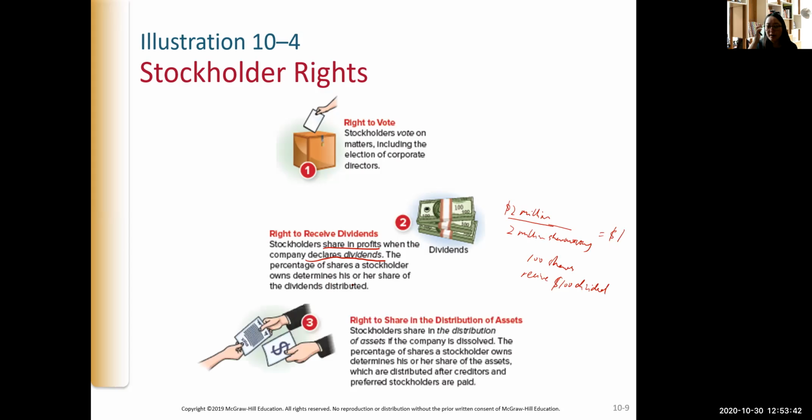And your share also represents the right to share in the distribution of assets. What that means is the shareholders share the distribution of assets if a company is dissolved. Say this company went bankrupt, after paying the debt holders, right, and preferred stockholders, whatever is left, you have the right to claim the resources proportionally to the shares that you own, right? So the percentage of the shares a stockholder owns determines his or her share of the assets, which is distributed after the creditors and preferred stockholders.